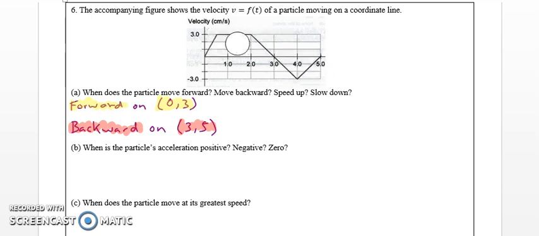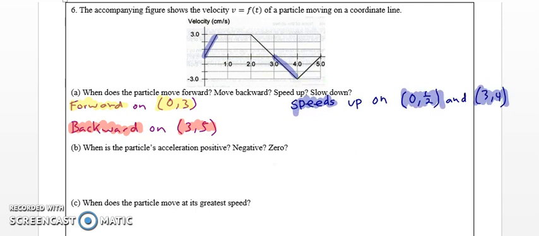Now we just need to answer, when does it speed up and when does it slow down? The particle will be speeding up when velocity is positive and acceleration is positive. And it'll also speed up when velocity is negative and acceleration is negative. Remember, acceleration is just the derivative of velocity. So from 0 to 1/2, velocity is positive and acceleration is positive. And from 3 to 4, velocity is negative and acceleration is negative.